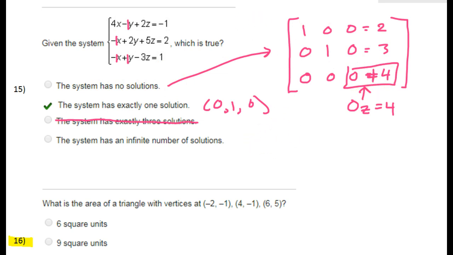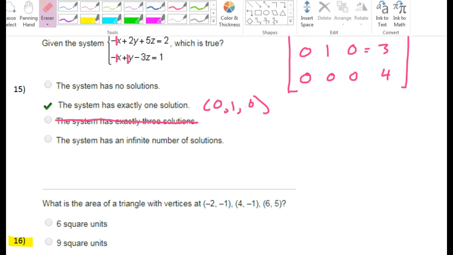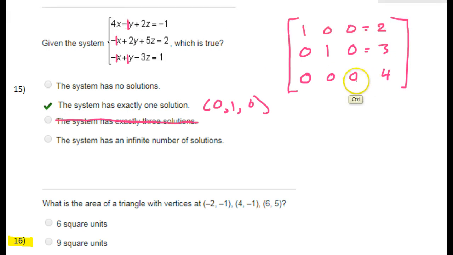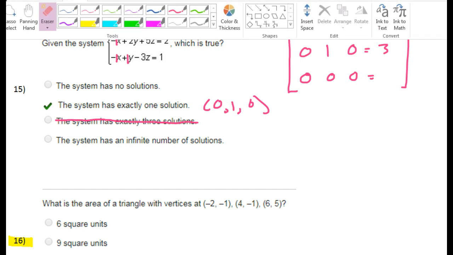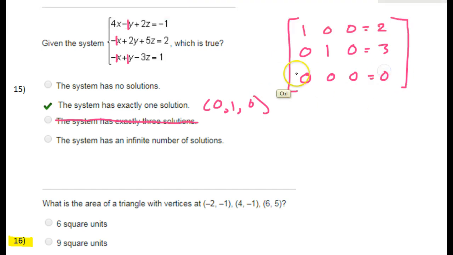Now, what would it look like if it had infinitely many solutions? Okay, well, it would be very similar. We still have a 0 right here, but instead of a 4, we'd have another 0 over there. Okay, this is what it would look like if it was going to be infinitely many solutions. Because this means 0 equals 0, well, that's always true. So that creates infinitely many solutions.